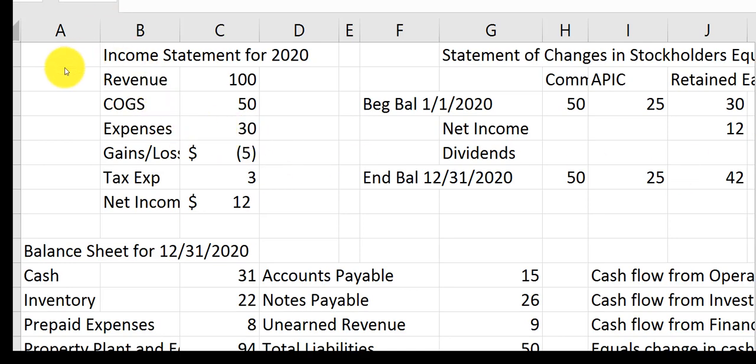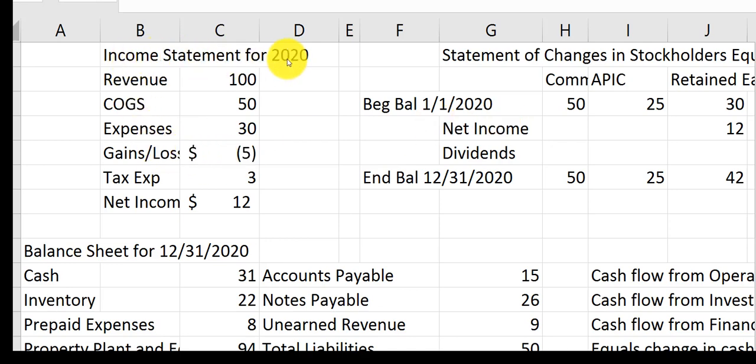So I've got them here on this spreadsheet listed in the order that you would typically prepare them. First, you would do the income statement. We know that revenues minus cost of goods sold minus expenses. You could have other subtotals. This is not to show you a perfect format for an income statement, but rather keeping it simple so we can focus on how it ties to the other financial statements.